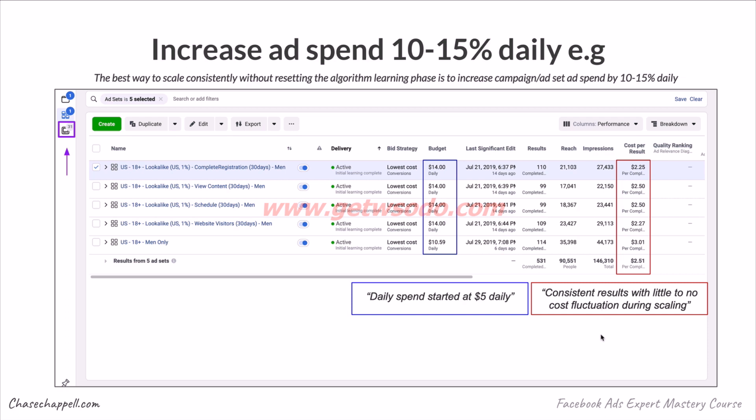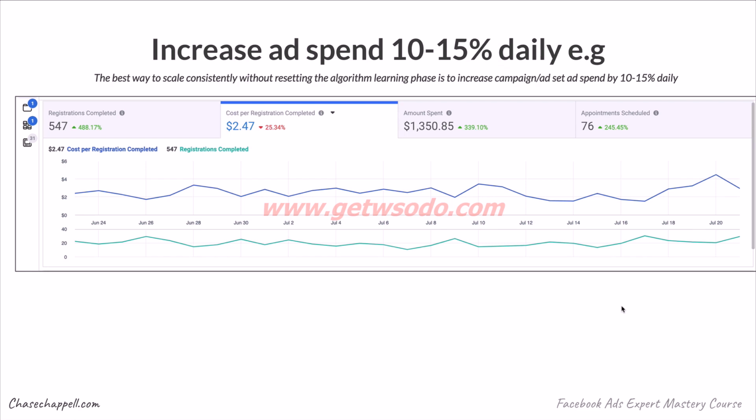And he's getting consistent results with little to no cost fluctuation during scaling. So as his ad spend continues to increase daily, he's not even raising his cost by really anything at all. It's pennies at the most you would see an increase. And here's a prime example over the time of him doing this.